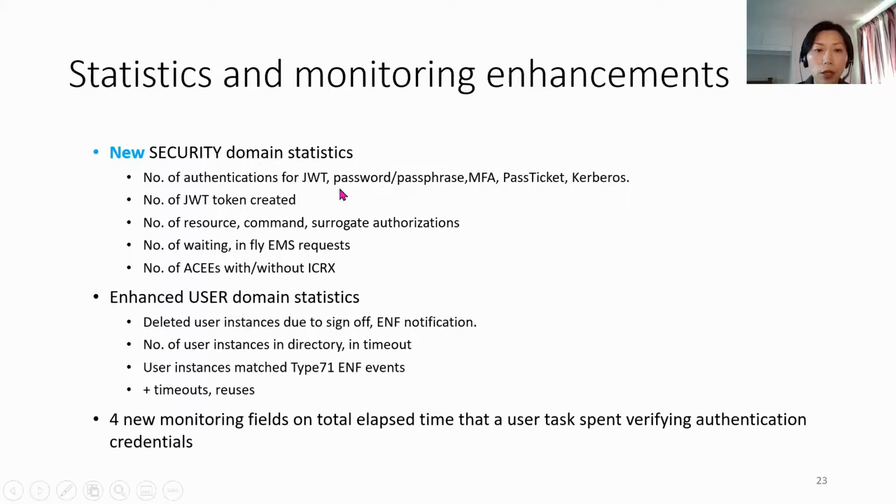With those statistics, you can see how many authentication requests have gone through CICS for the security domain to look after, and you can also find out how many JWT tokens were created, how many authorizations were made on CICS resources and CICS commands, and whether any surrogate authorization requests have also gone through the system.